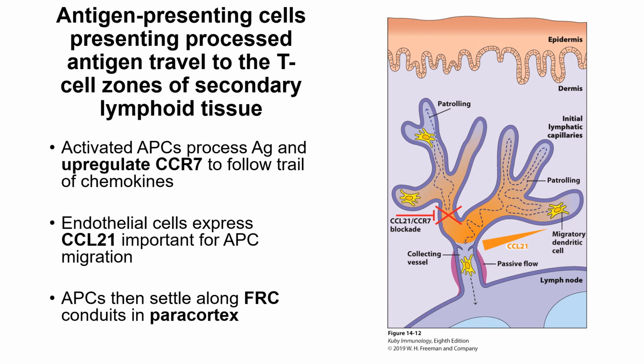antigen. What you can see is that they kind of patrol and they move along these fibroblast reticular cell networks to basically be accessible to the T cells. They usually kind of settle along the FRC conduits in the paracortex or the T cell zone of the lymph node. The endothelial cells from the blood vessels are in particular important for expressing CCL21, which is important for antigen-presenting cell migration.